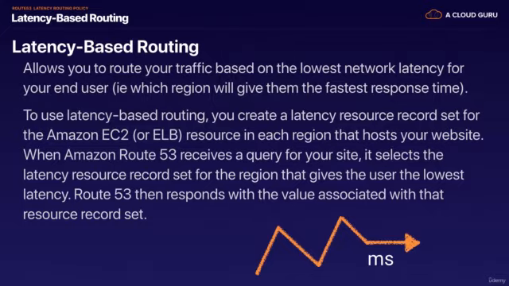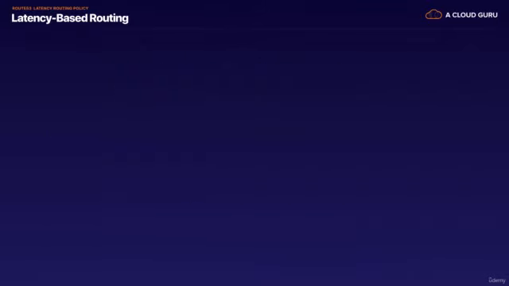To use latency-based routing, you create a latency resource record set for the EC2 or Elastic Load Balancer resource in each region that hosts your website, and then when Route 53 receives a query for your site, it selects the latency record set for the region that gives the user the lowest latency. Route 53 then responds with the value associated with that record set.